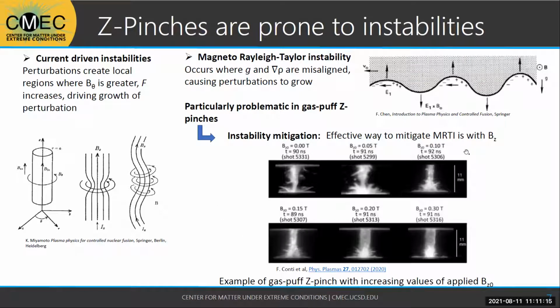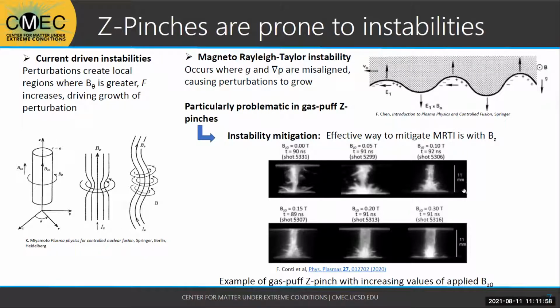But in imploding plasmas you also have the magneto-Rayleigh-Taylor instability, which is the magnetized version of the common Rayleigh-Taylor instability, where a light fluid is pushing on a heavier, more dense fluid. In this case, the light fluid is the vacuum magnetic field, which is driving the implosion. This is commonly seen in gas puff Z-pinches. One way to mitigate that is by using an initial axial magnetic field. These figures here are an example. This was published by our Fabio Conti in our group.